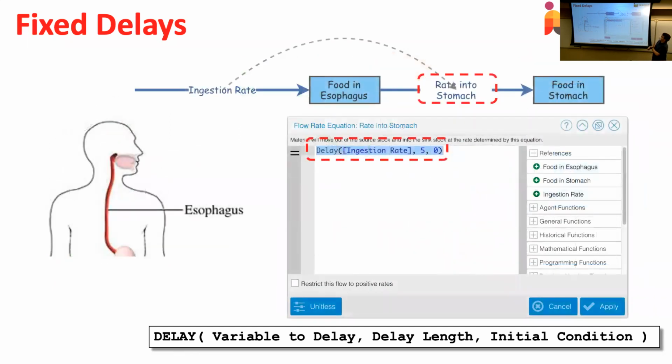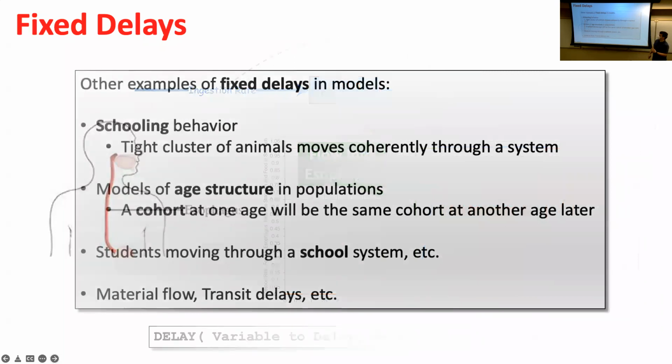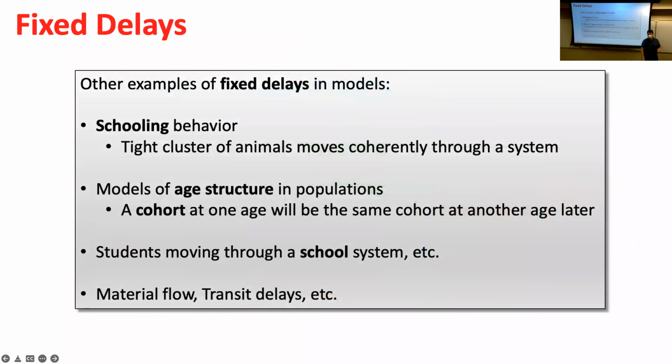If I want to do the same thing with stocks and flows, I put my stocks up there and do exactly the same thing I did in Vensim. My outflow from the esophagus and inflow to the stomach is the delayed ingestion rate. And if I do that, I get exactly the same output that I had in Vensim once again. So that's how to do it in Insight Maker. Pretty much the same as the way you do it in Vensim.